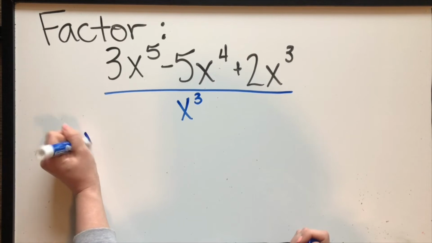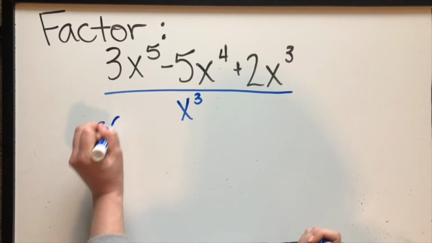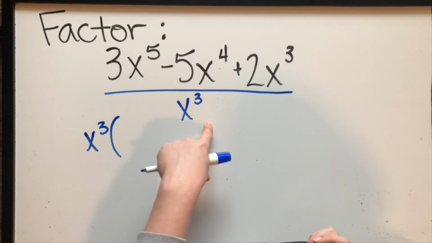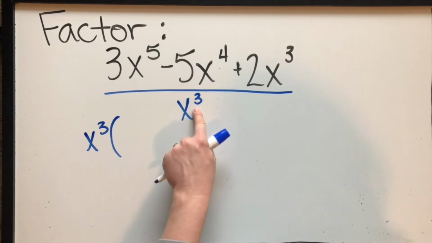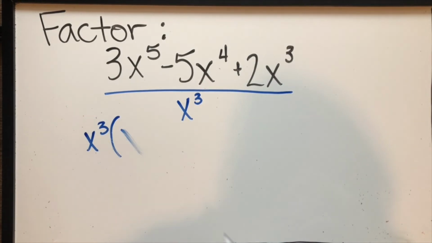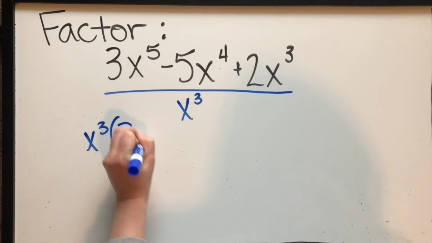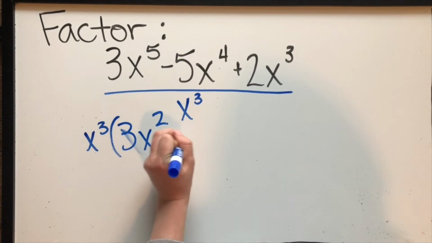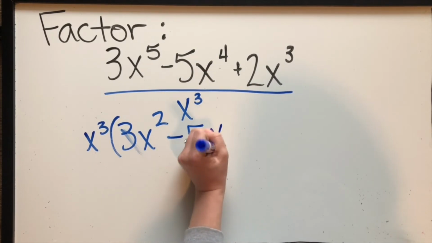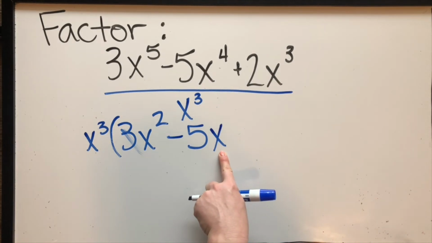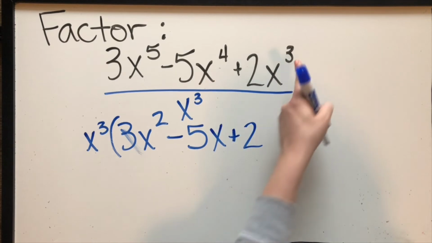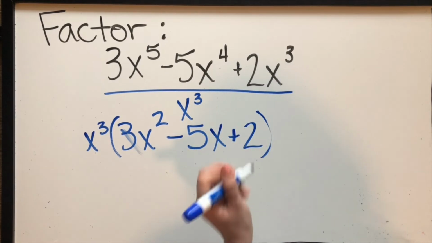So like before, we're going to do x to the 3rd in the front, and then within the parentheses, remember when you divide bases, you're going to subtract their exponents. So if I had x to the 5th and I take out x to the 3rd, that's going to leave me with 3x squared. I'm not touching the negative 5 at all, but x to the 4th divided by x to the 3rd would be x to the 1st, which is the same as just plain x. And then here I had the 2. If I had x to the 3rd and I'm dividing out x to the 3rd, there's no x's left on that last term.